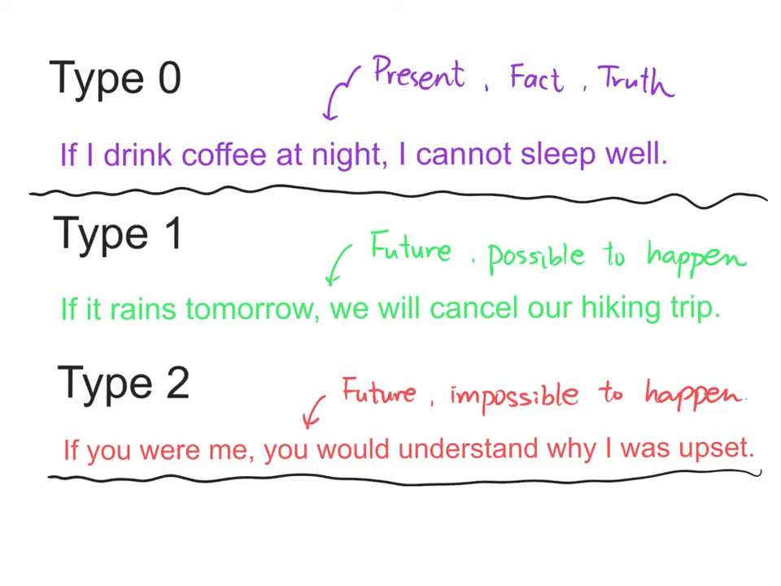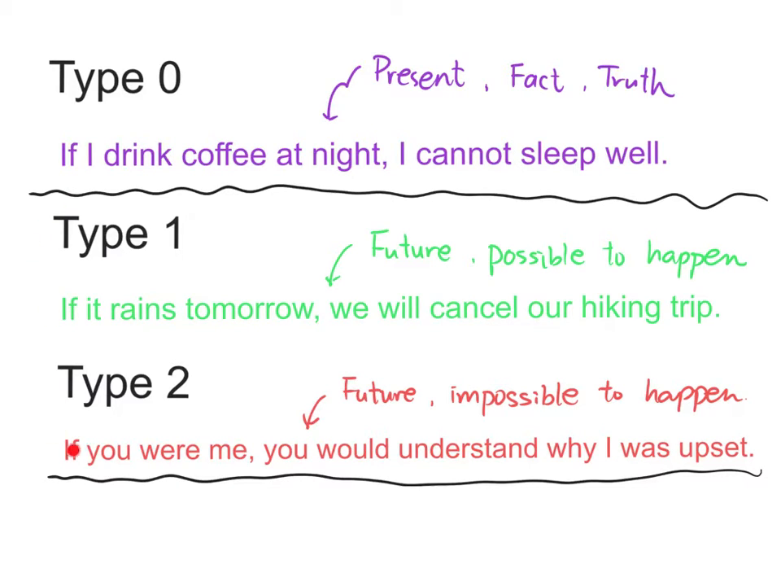Let's take a look at the type 0 conditional sentence first. If I drink coffee at night, I cannot sleep well. Very obviously, this sentence is about some fact, some truth that happens all the time. So we'll use present tense in the if clause and present tense in the main clause to talk about a condition like this: some fact, some truth, some habit that happens all the time. If I drink coffee at night, I cannot sleep well.